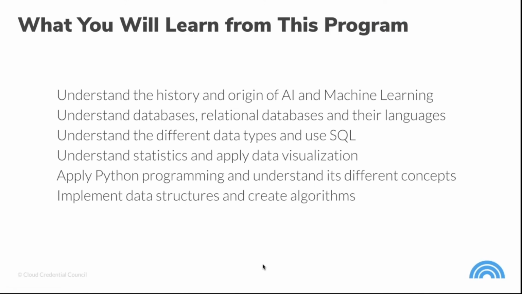Critical areas and learning outcomes include understanding the history and origin of AI and machine learning. I think it's very important that we understand where AI has come from, how it's evolved, and what it is today. What it is today is different to what it was many years ago because of the change in technologies and what we can do. We understand databases and their languages, different data types, statistics, data visualization, programming, different concepts and data structures, and all along the way creating algorithms. It's a very broad area to look at, and underlying all of this is the business aspect, the business case of using artificial intelligence.